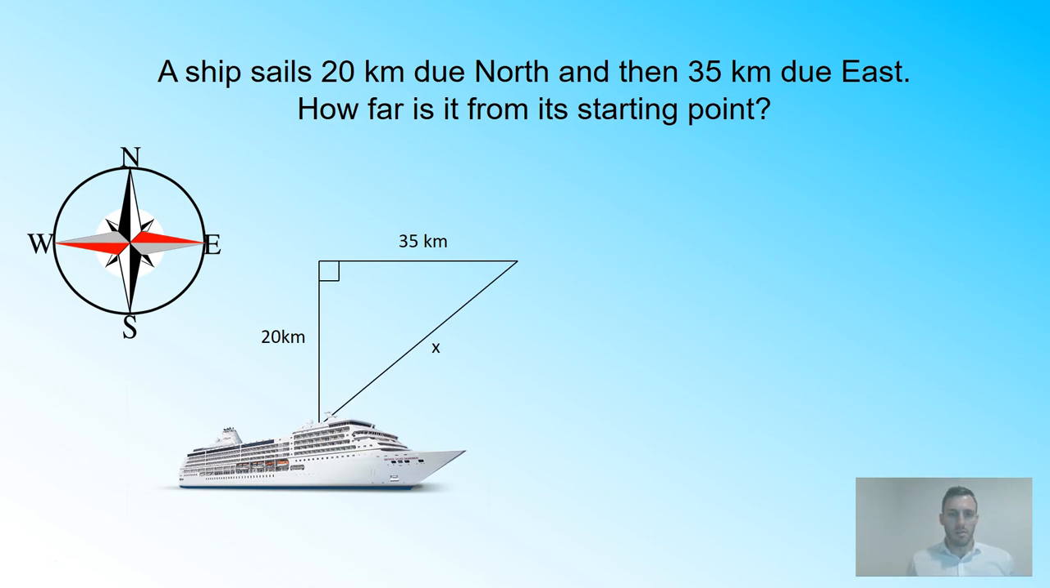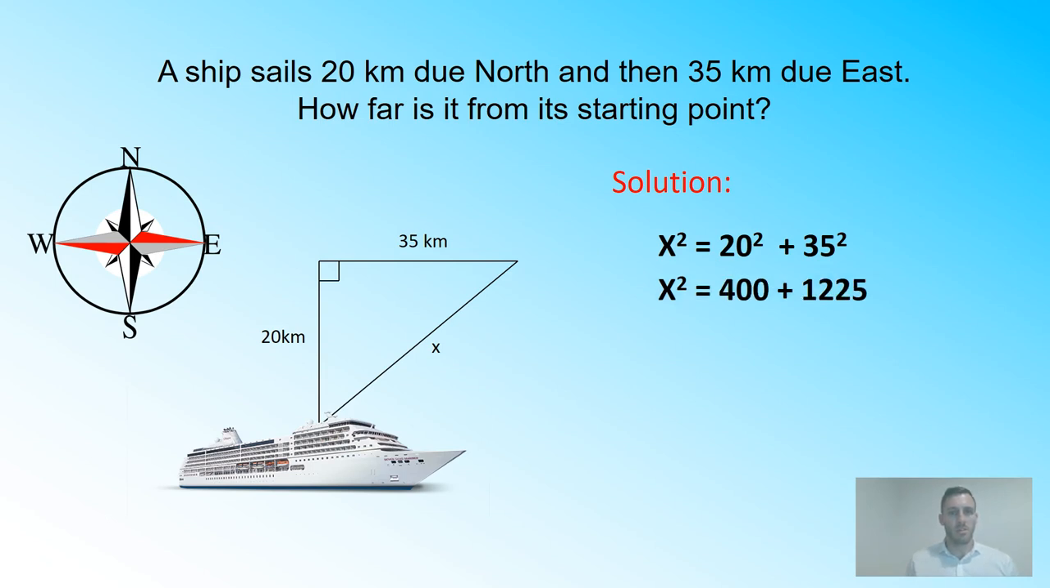Now we're going to use Pythagoras' theorem, a squared plus b squared equals c squared, to solve for x, or the distance from the starting point. So we rewrite it as x squared equals 20 squared plus 35 squared, x squared equals 400 plus 1225, x squared equals 1625, and we square root both sides. We write x equals the square root of 1625 kilometers, which is our exact answer in surd form.